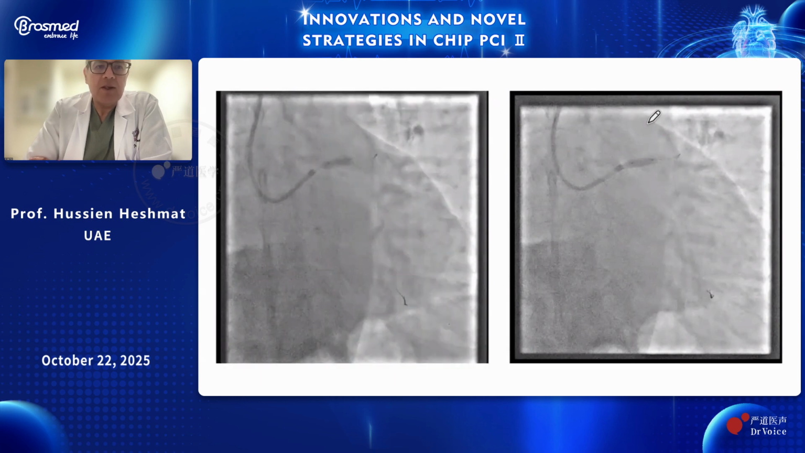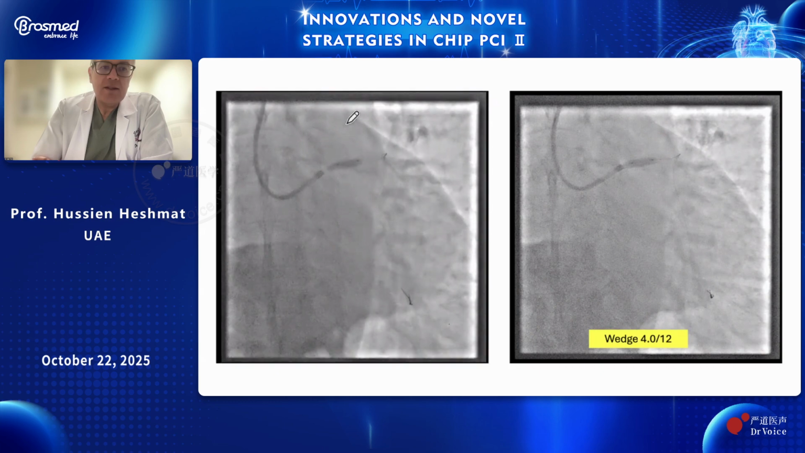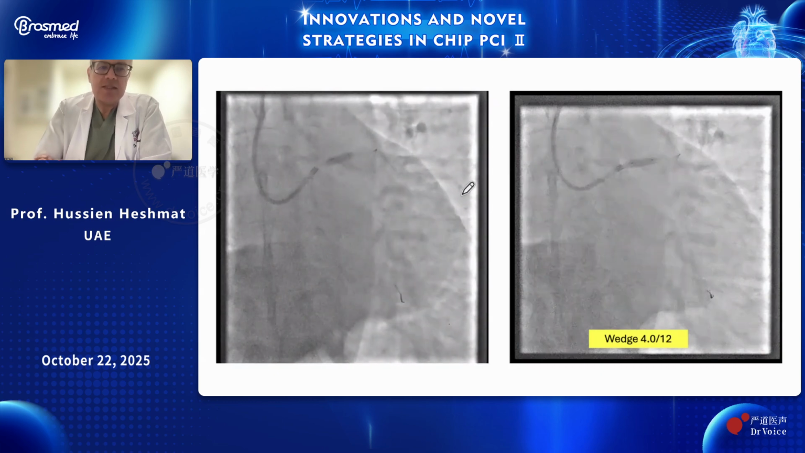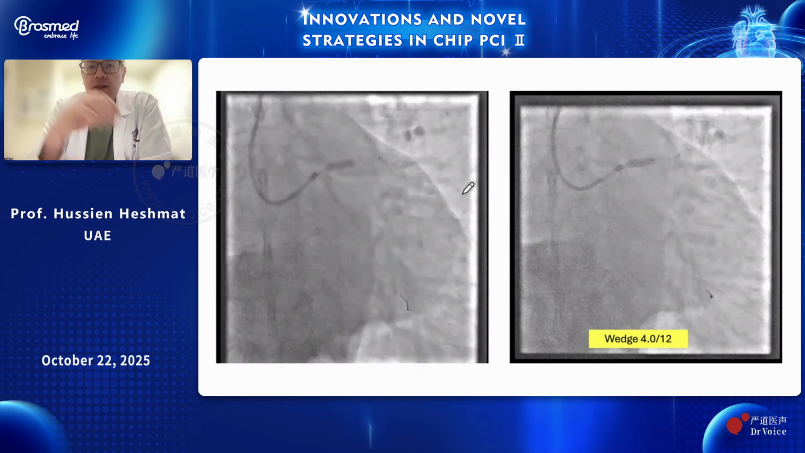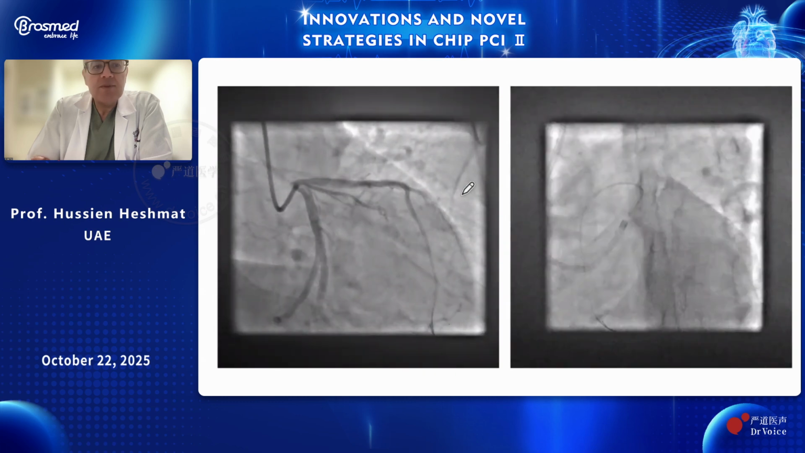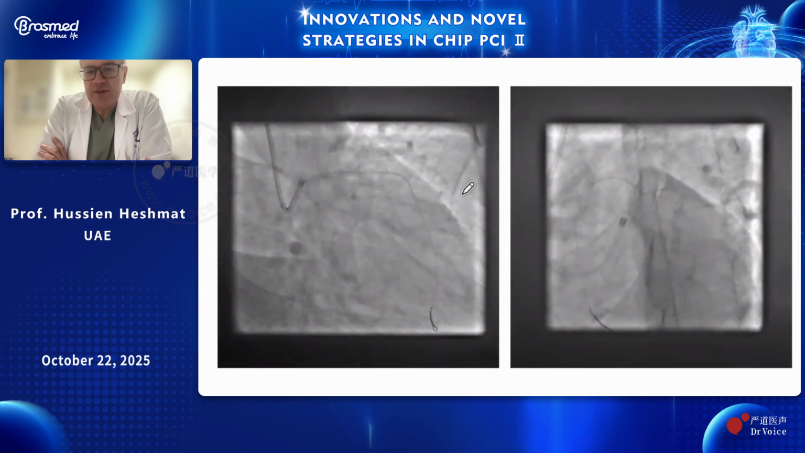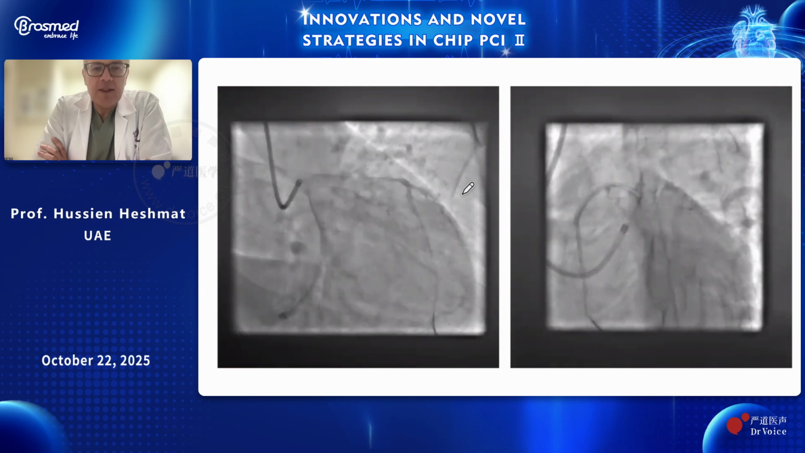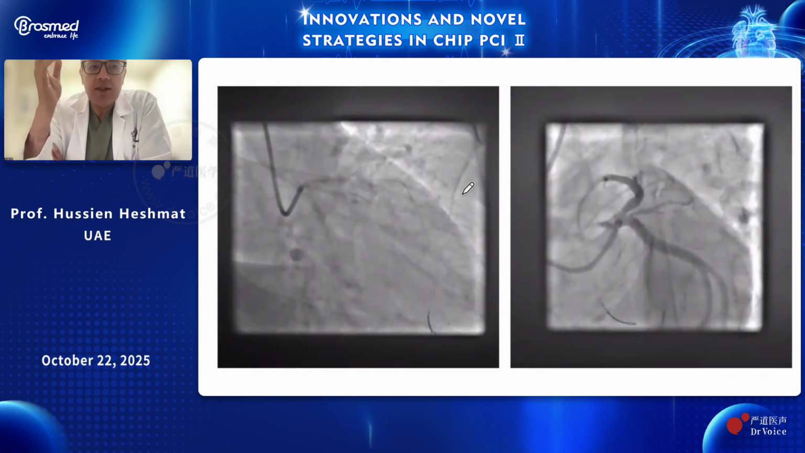We took a wedge balloon, a 4.0 by 12 wedge balloon. And I always like to inject when the balloon is up to make sure that this is the right size of the balloon for the LAD. So we inflated the wedge here at 14 atmospheres, and then you see the marvelous result just with a couple of inflations with the scoring balloon. The LAD now has no significant dissection.